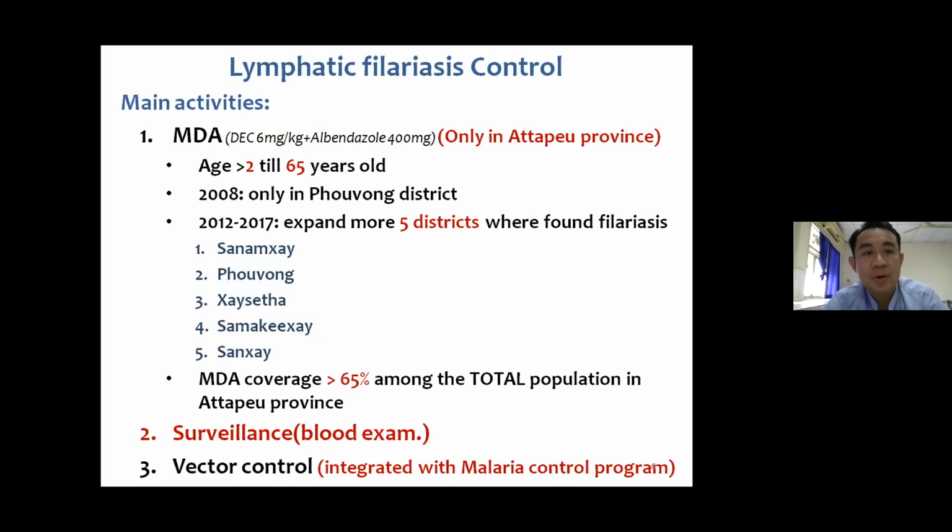After that, we expanded the MDA in 2017 to 5 districts in Attapeu province: Sanamxay, Phouvong, Saysettha, Samakkhixay, and Sansai districts. The MDA coverage is more than 65% of the total population of Attapeu province. Also, we do surveillance with blood examinations and vector control. This control is integrated with the malaria control program of the country.